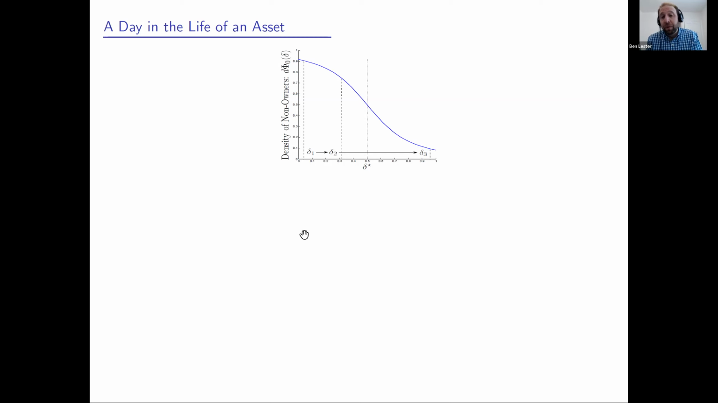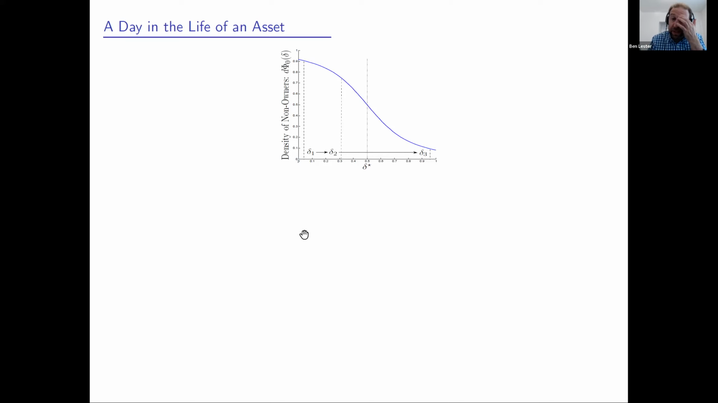And there are going to be very few people with very high valuations who don't own the asset, because in a steady state equilibrium, they probably would have found the asset and bought it. Now, of course, there are some people with high delta right now who just haven't, maybe they just got a preference shock, or maybe they have been unlucky and haven't found somebody to trade. But in general, you're going to have more non-owners with low delta and fewer non-owners with a high delta.